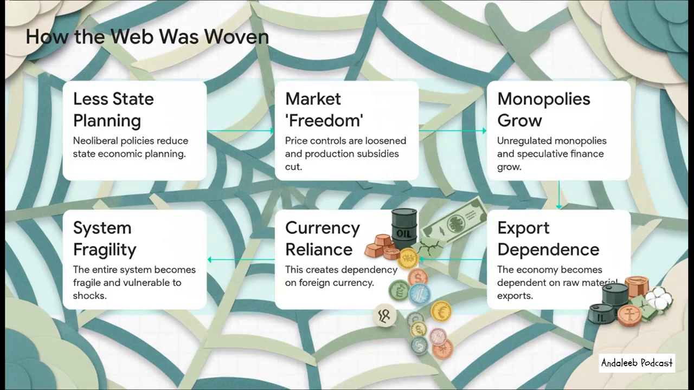So, how did this web even get woven? Well, the analysis traces it back to a series of policy decisions over time. A move away from state economic planning, loosening price controls. This created the perfect environment for unregulated monopolies and speculative finance to just explode. This shifted the economy towards exporting raw materials, which then made the whole country dependent on earning foreign currency. The end result? An entire system that is incredibly fragile and just brittle, waiting for a shock.